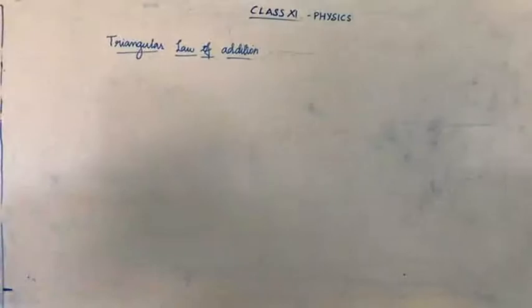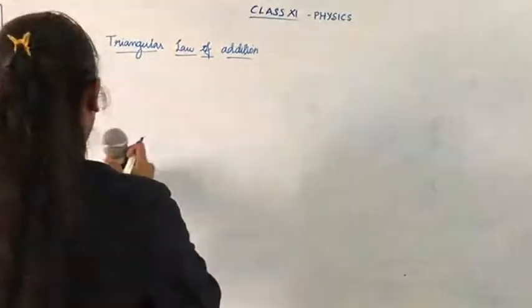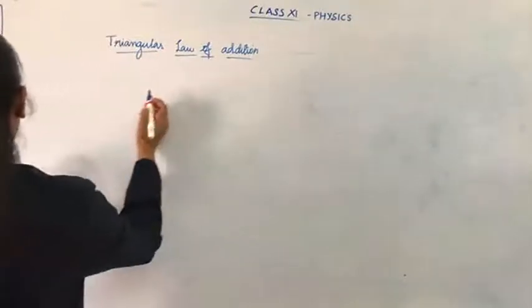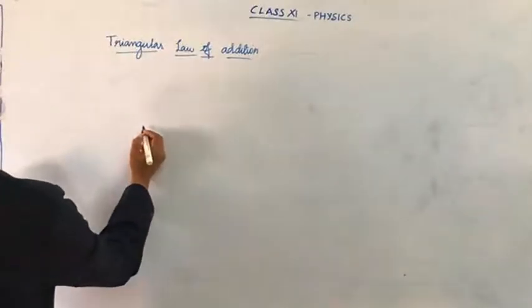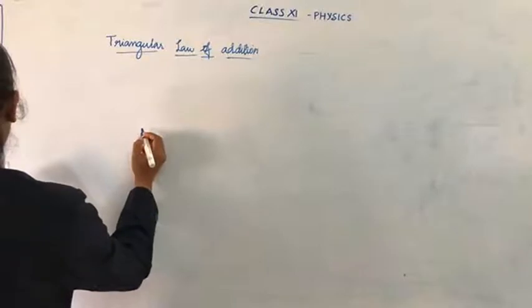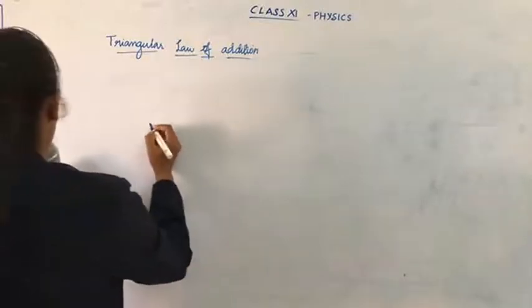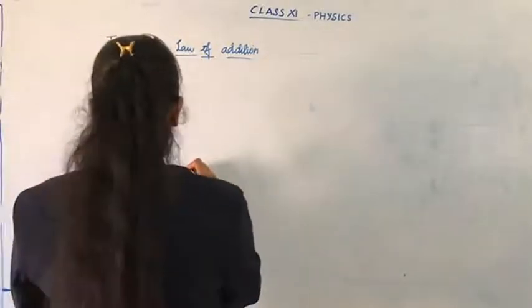Now we are going to see the triangular law of vector. The triangular law of vector is used to find the resultant of two vectors. Okay, see here.